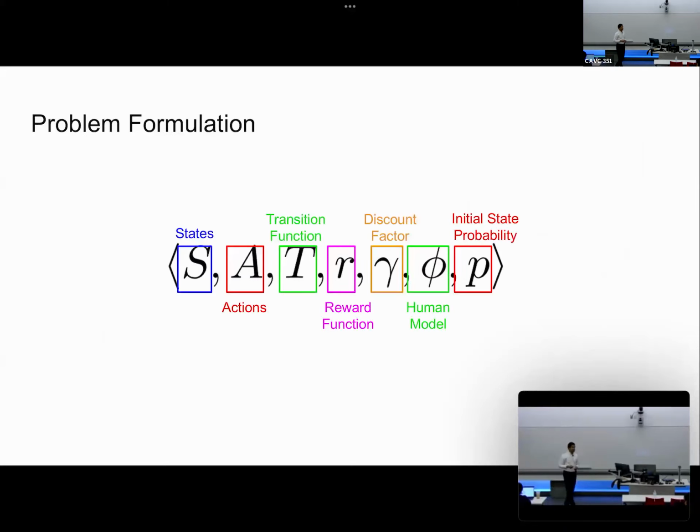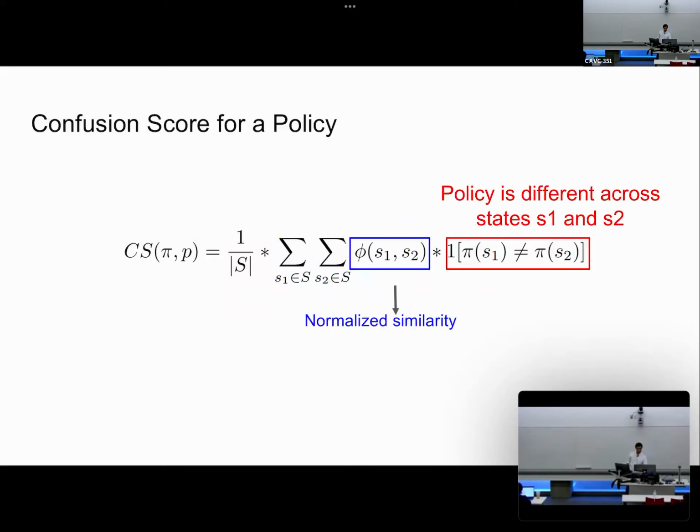So with that in mind, this may be a little heavy in terms of math, and I won't go into too much of it, but if we consider that we have a model of how humans confuse two states, that's this little phi symbol in there.